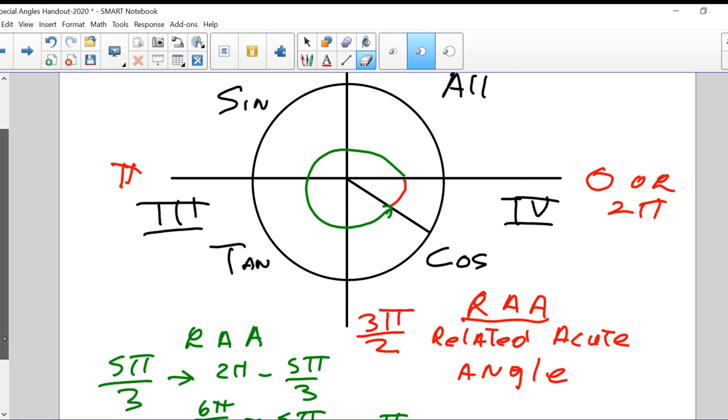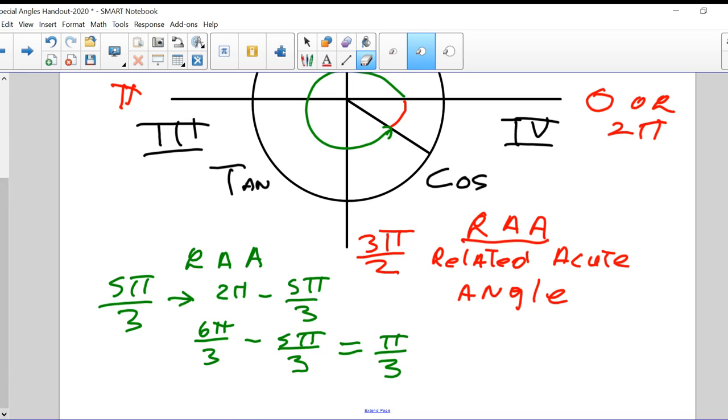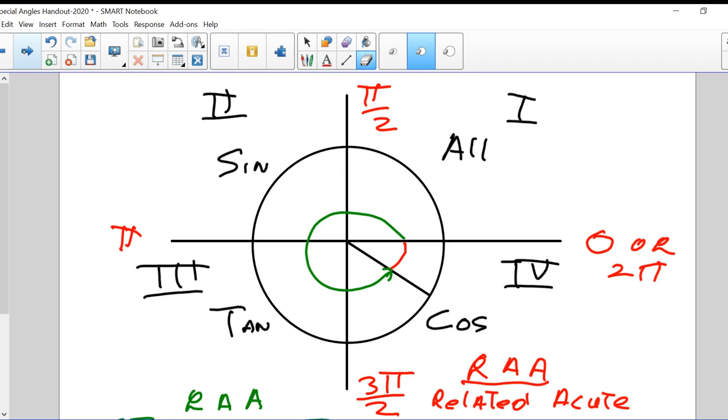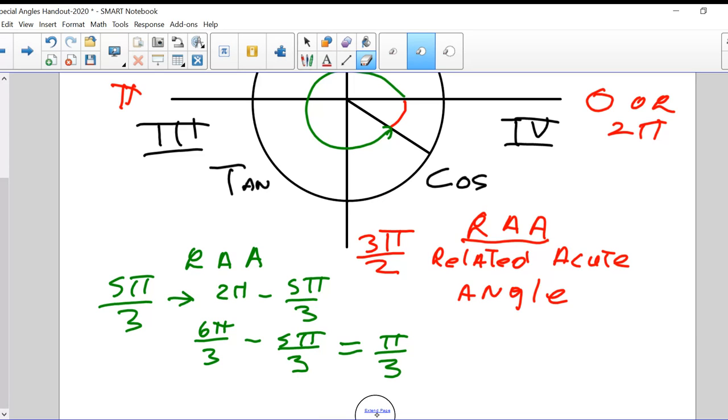So what we're going to do is go back to the chart here. We're going to find cosine, sine, and tangent. We're going to get them all. Cosine, sine, and tangent for 5 pi over 3. So let's start off with the, let's do it over here, actually.